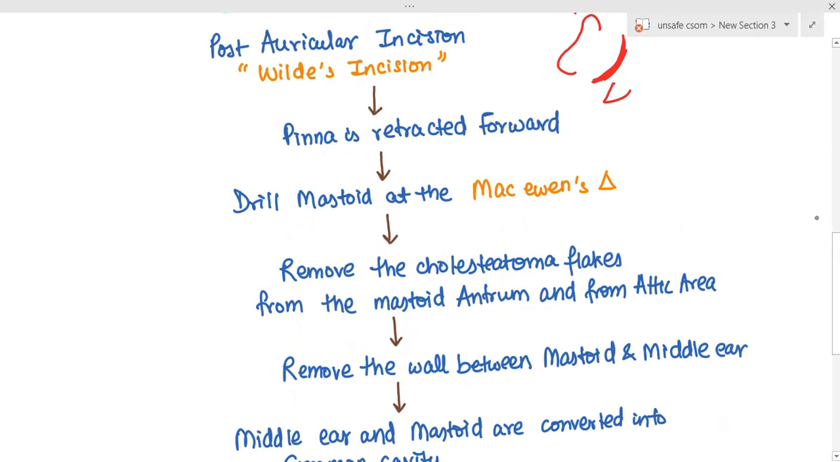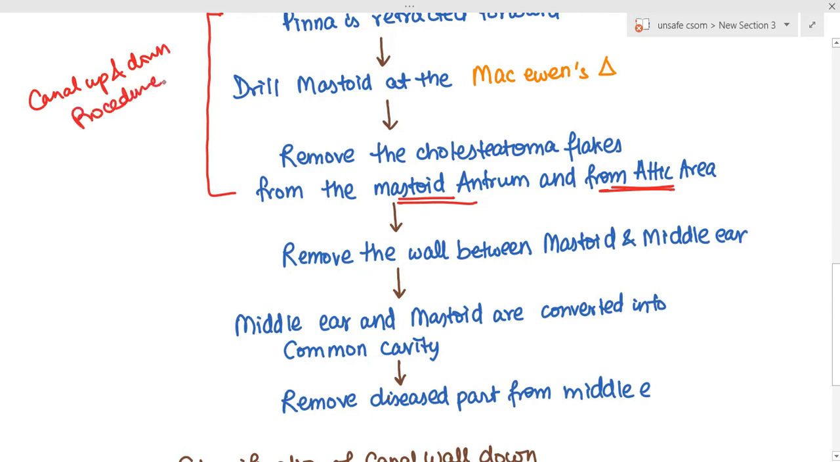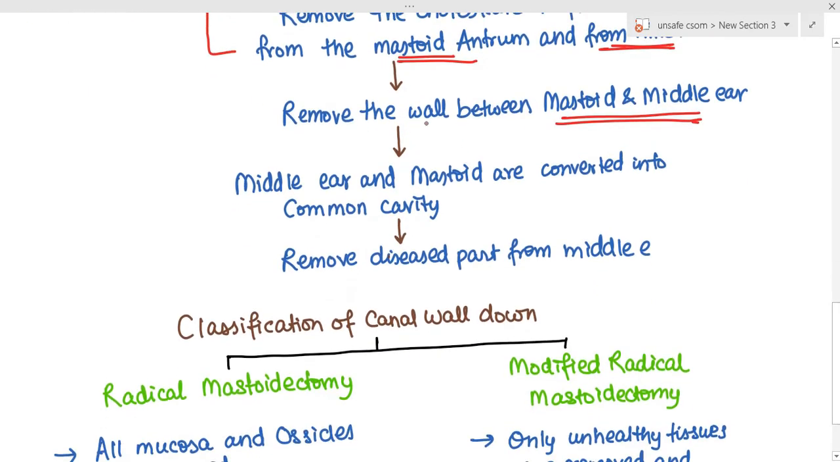If you know the anatomy, then you know McEwen's triangle is the bony landmark where we have to drill. Then we have to remove the cholesteatoma flakes from the mastoid antrum and from the attic area. Till here, from the Wilde's incision till here, the procedure is common in both the canal wall up and canal wall down procedures. But from here, whether or not you remove the wall between the mastoid and the middle ear changes the modality. In the canal wall down procedure, we remove the wall between the mastoid and the middle ear, and then the middle ear and the mastoid are converted into a common cavity. Then we remove the diseased part from the middle ear.